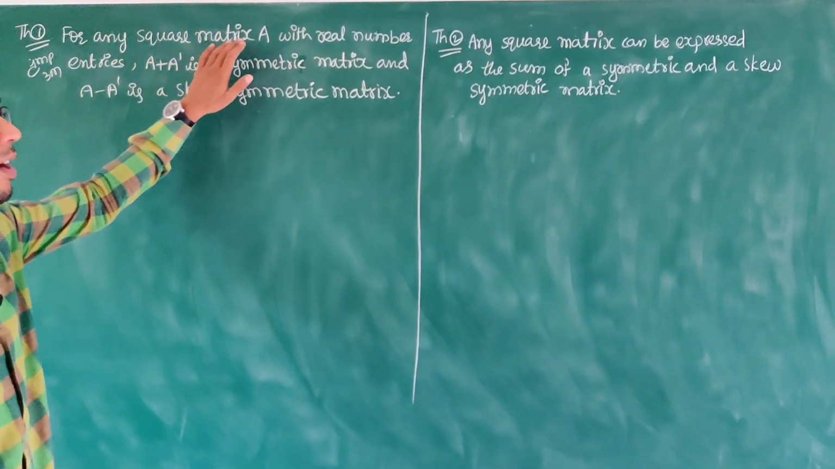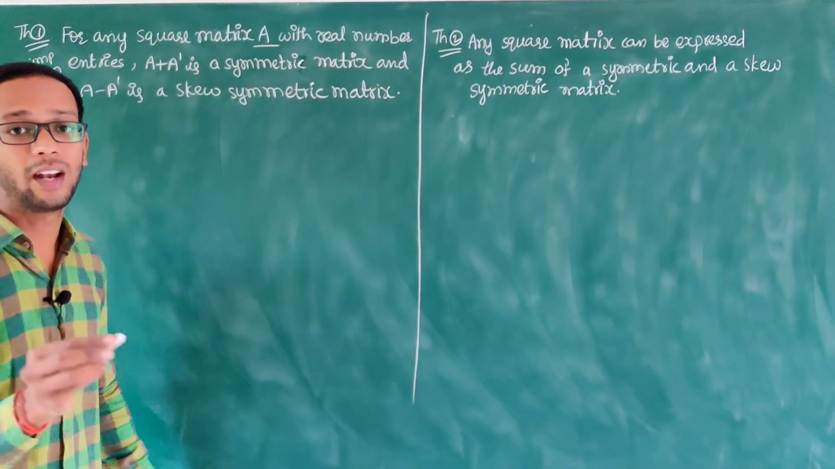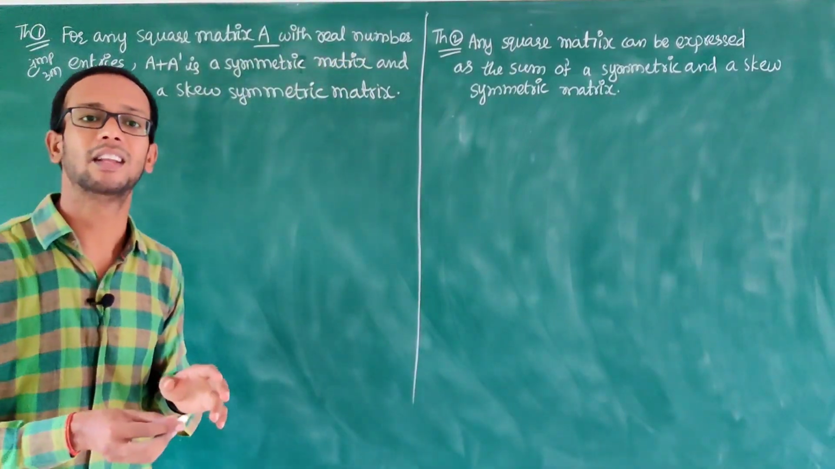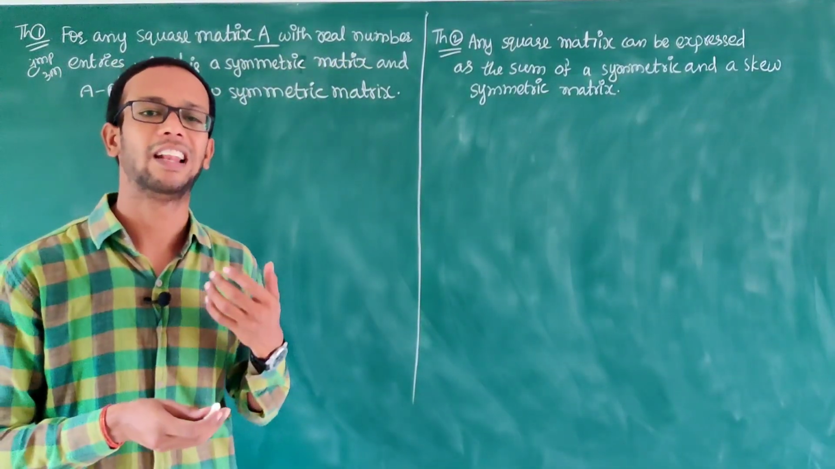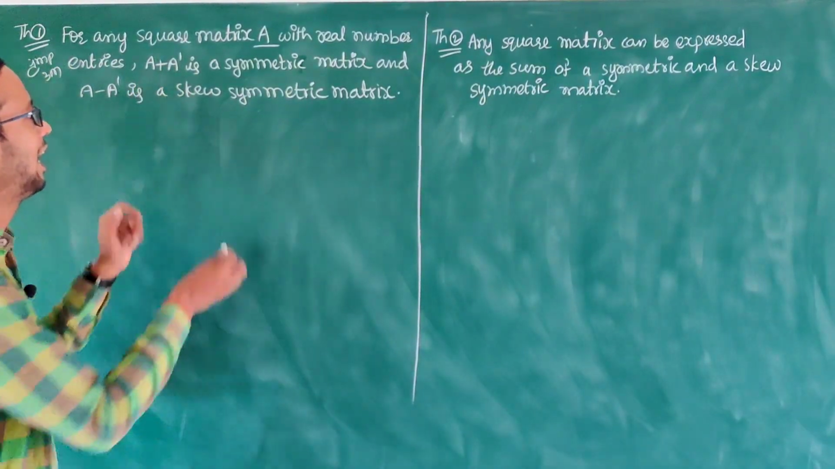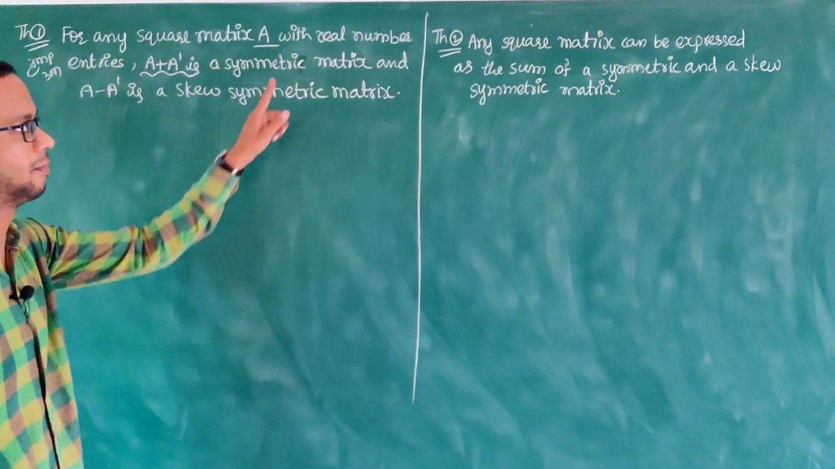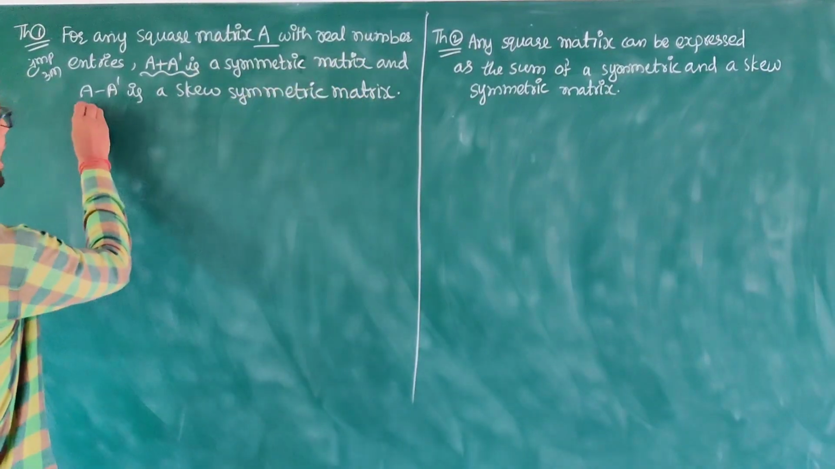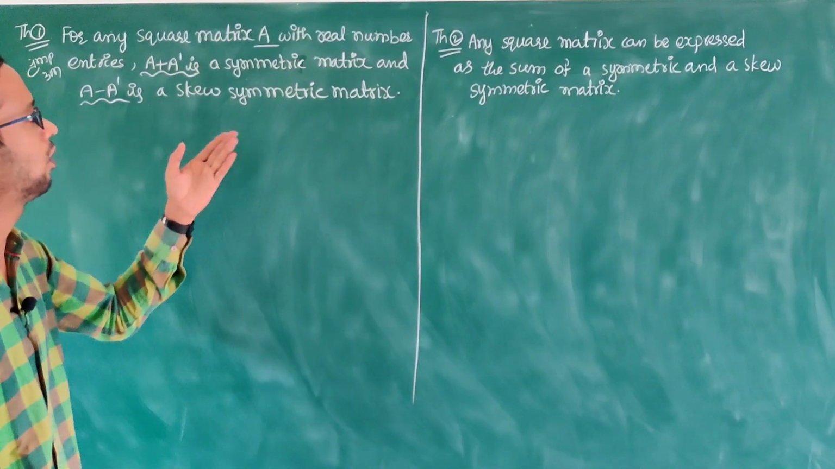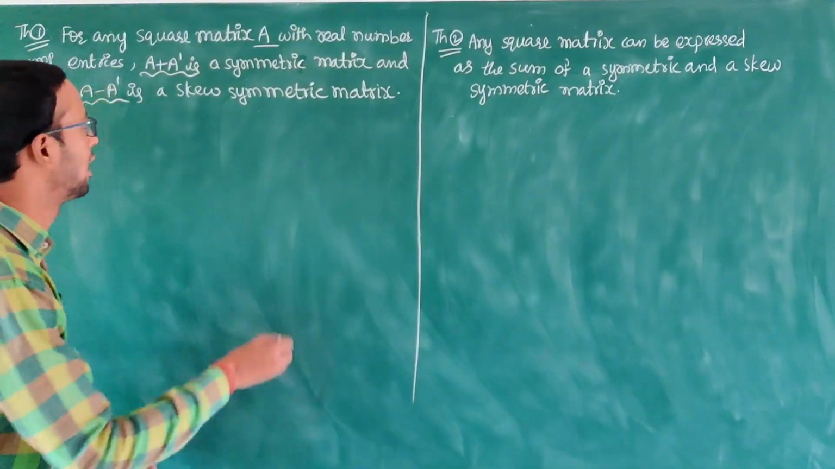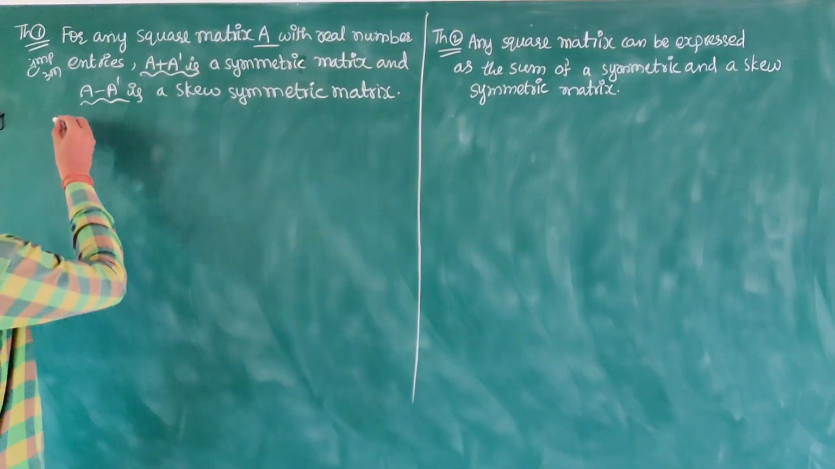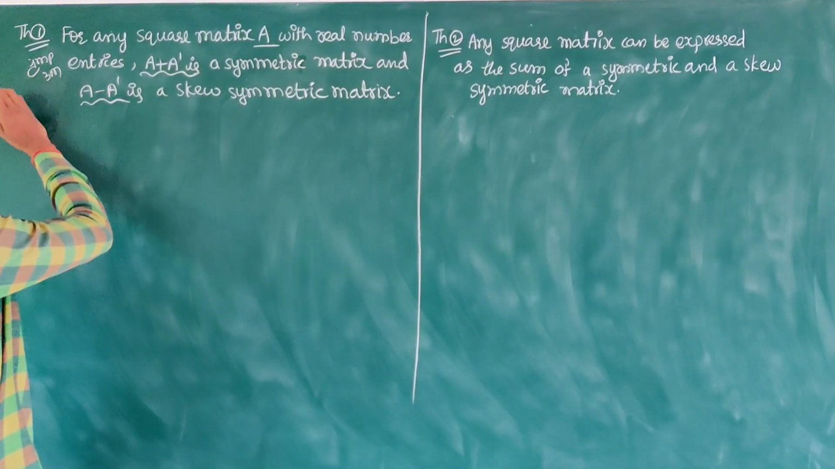For any square matrix capital A with real number entries, that means every element in that square matrix is a real number, A plus A dash is a symmetric matrix, and A minus A dash is a skew symmetric matrix. We have to show this. A plus A dash is symmetric, A minus A dash is skew symmetric. So that's the proof.